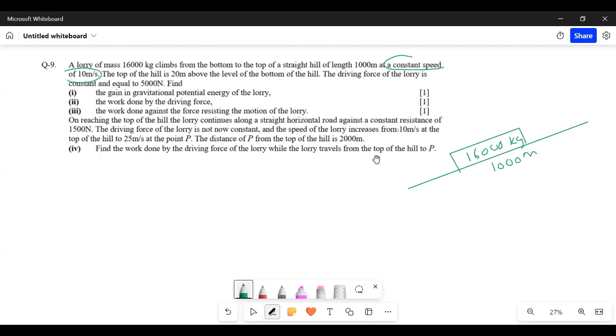तो दैट मीन्स बॉटम पे भी स्पीड 10 है और टॉप पे भी स्पीड 10 है. दैट मीन्स कि काइनेटिक एनर्जी का कोई गेन नहीं है या लॉस भी नहीं है. सो चेंज इन काइनेटिक एनर्जी इज 0 क्योंकि स्पीड कांस्टेंट है. So that means delta KE is 0. The top of the hill is 20 meters above the level of the bottom of the hill. So ये 20 meters बता दिए, ये वाली height.